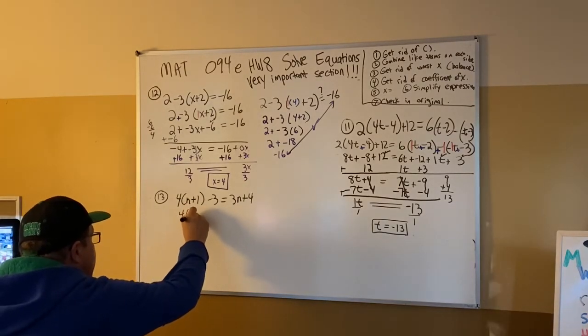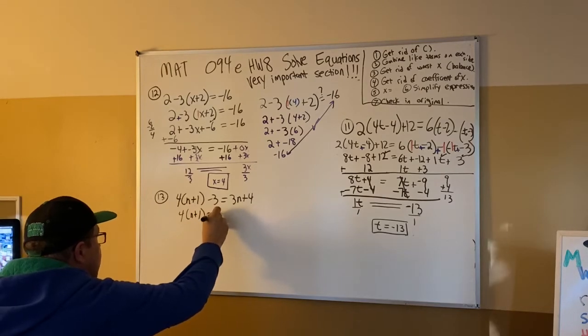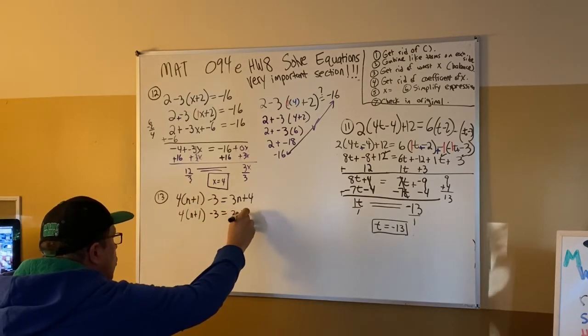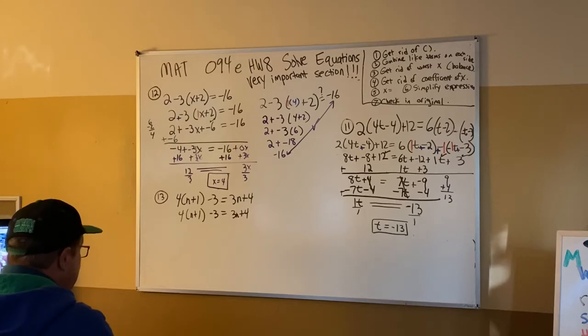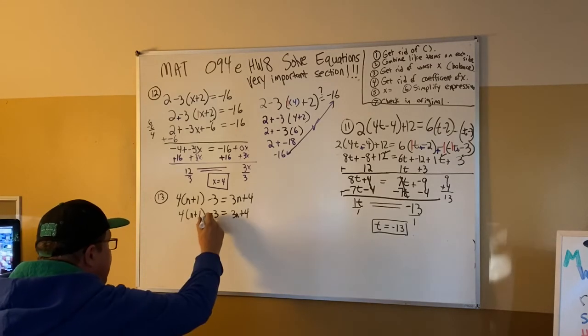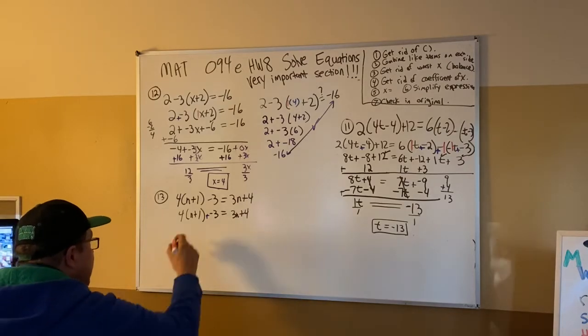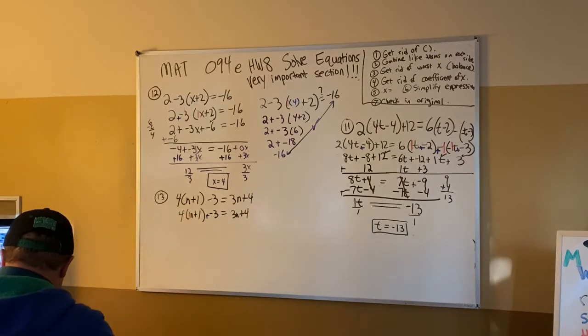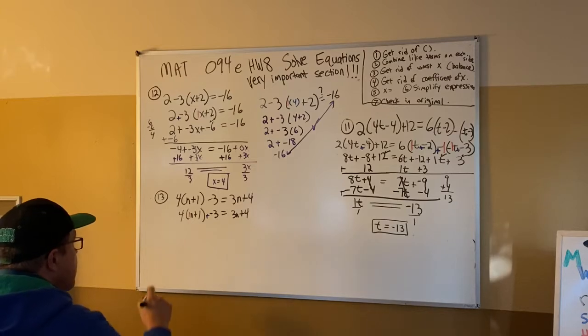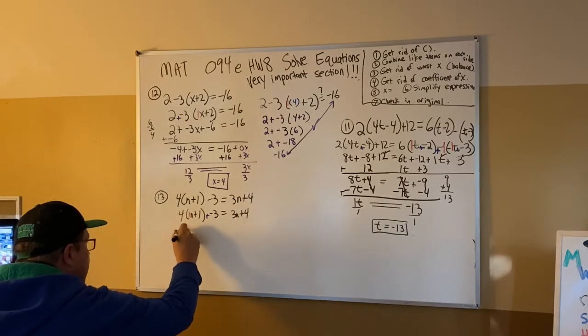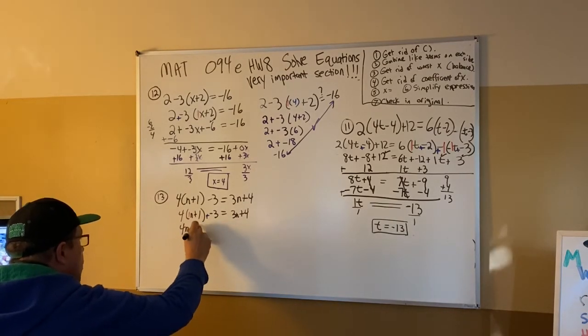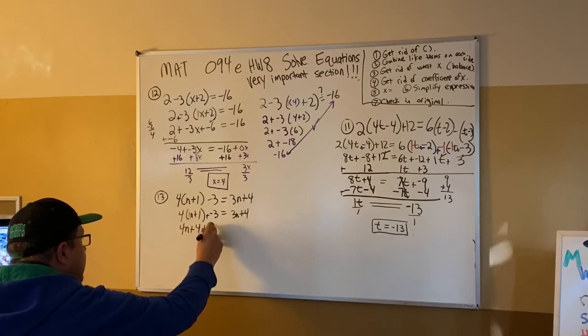4, parentheses, n plus 1, dash 3 equals 3n plus 4. Alright. I got a plus negative 3 instead of minus 3. I got a 1 in front of my n. Those are the only real additions I needed to make here. 4 times 1 with an n, 4n. Plus 4 times 1 is 4, plus negative 3.